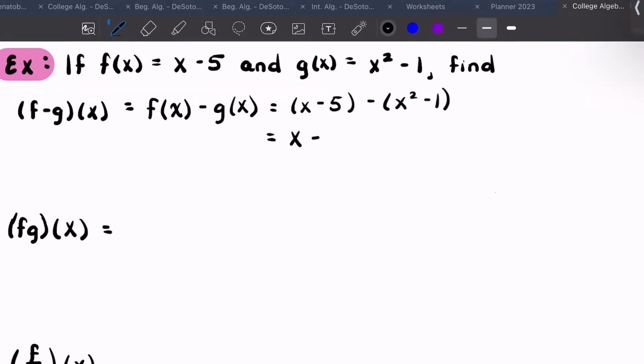So we have x minus 5, and then we need to distribute this negative and get negative x squared plus 1. Then we have some like terms with negative 5 and 1. So we get negative x squared plus x minus 4.